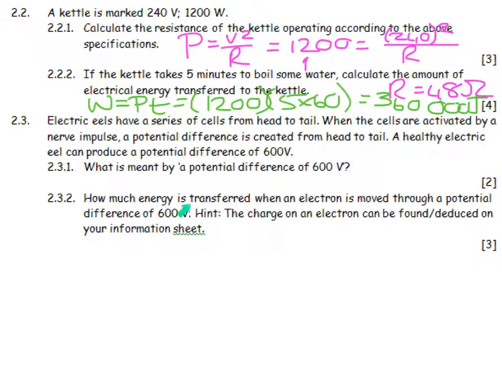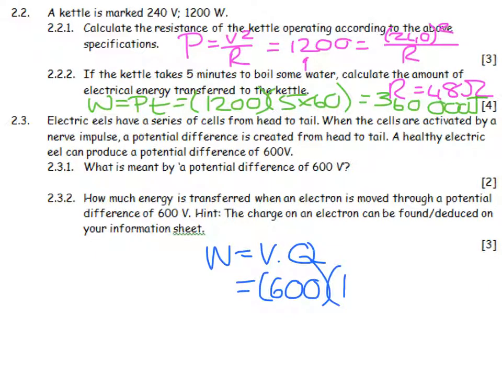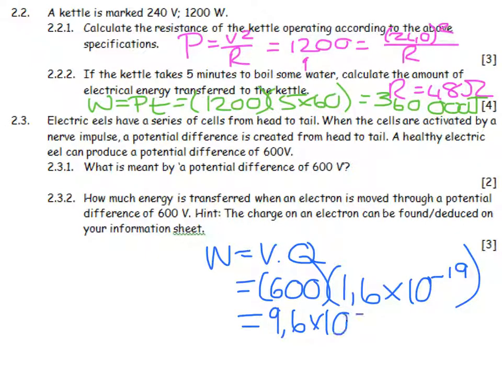How much energy is transferred when an electron is moved through a potential difference of 600 volts? And you can find the charge of an electron on the information sheet. So we know the following. Work done, energy transferred, is equal to potential difference times charge, because potential difference is equal to work done divided by charge. I've got a potential difference of 600. I know the charge on one electron off my information sheet is 1,6 times 10 to the negative 19 coulombs, and therefore I get 9,6 times 10 to the negative 17 joules is transferred.